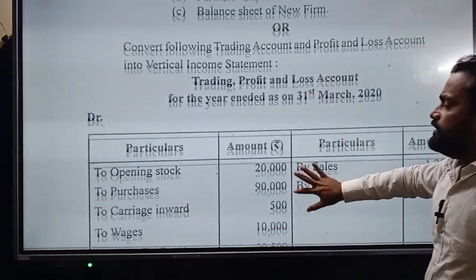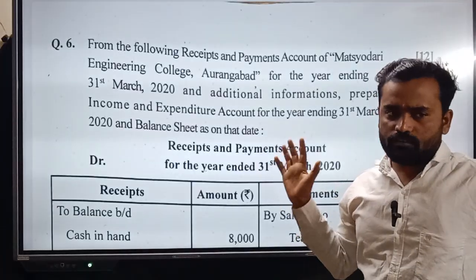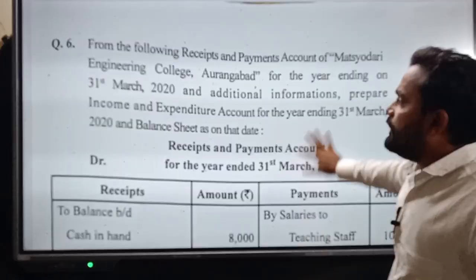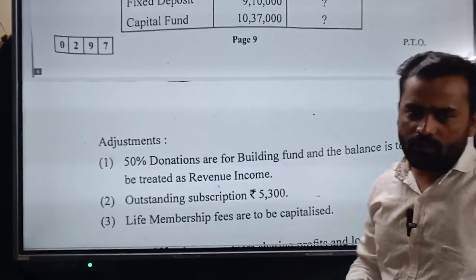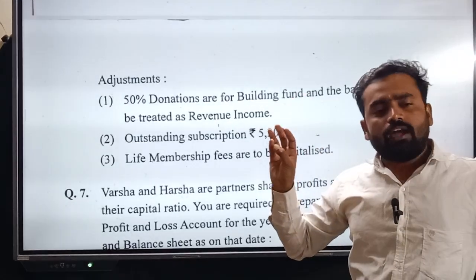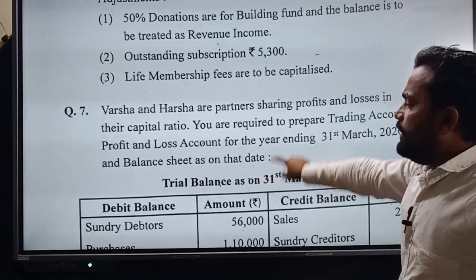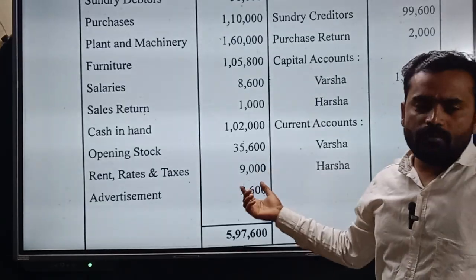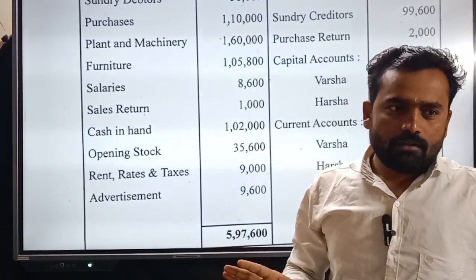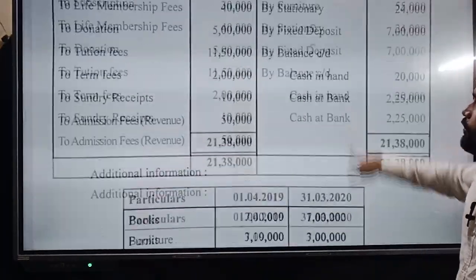Then question numbers 6 and 7 are compulsory. In question numbers 6 and 7, no option is given in the examination. Question 6 is the not for profit concern question, and 7 is the final account. In question number 6, you should prepare the income and expenditure account and balance sheet on that date. Next, in question number 7, a trial balance and adjustments are given, and you should prepare the trading account, profit and loss account, and balance sheet also. Are you understood the question paper pattern? Are you comfortable with this?